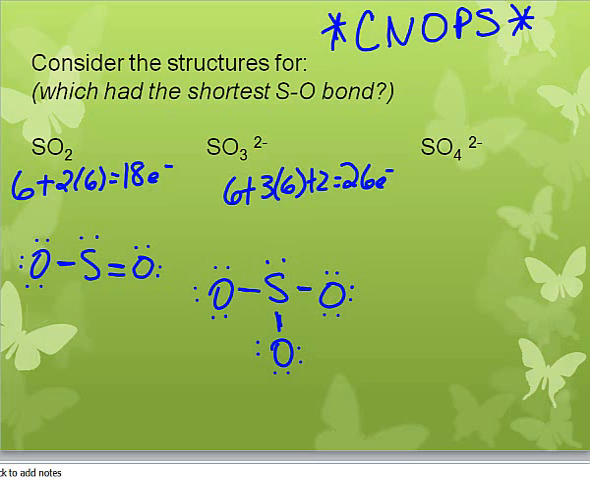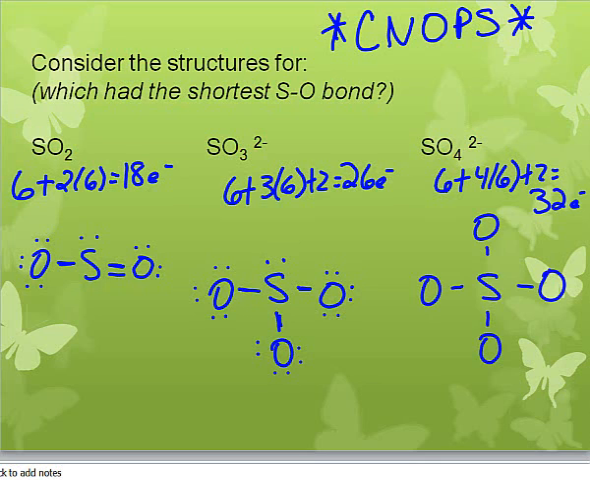Now let's look at SO4 2 minus. So now we have 6, and we have 4 times 6, and we also have a plus 2. So 4 times 6 is 24, plus 6 is 30, plus 2 is 32 electrons. Sulfur goes in the center. Now we have oxygens all around. Well, 8 times 4 gives me 32. So everybody has 8. There's 32 electrons there.